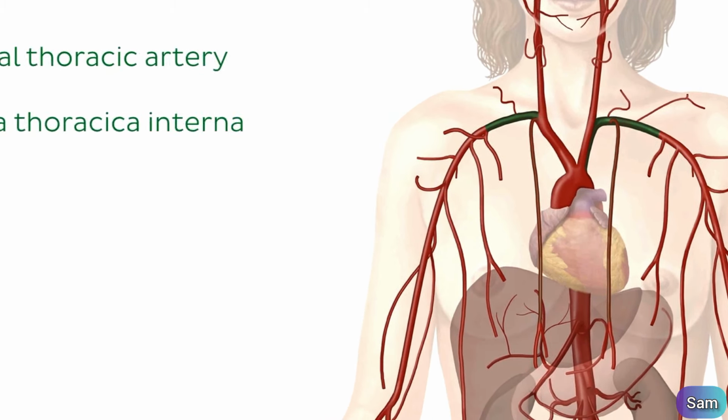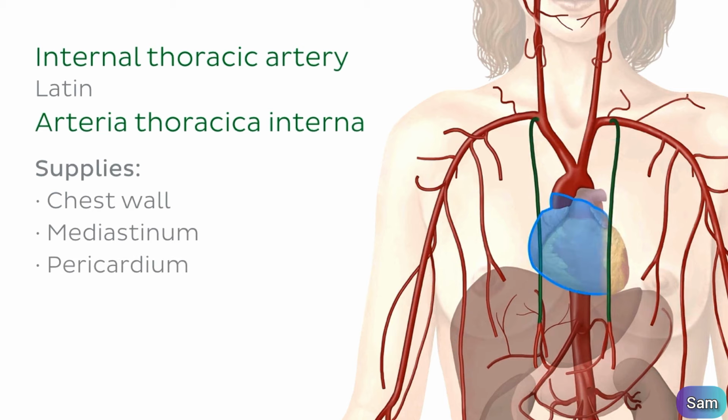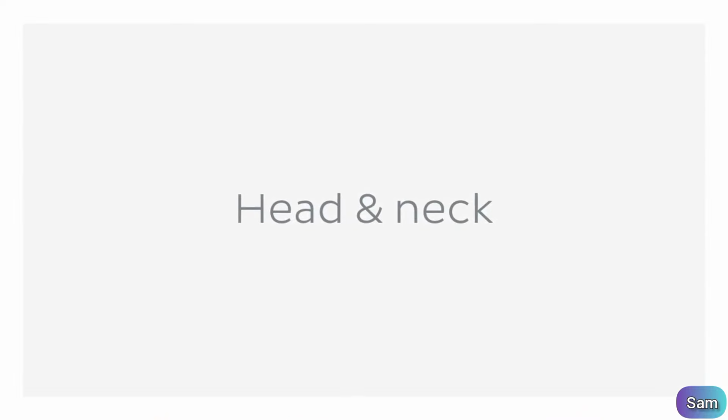Let's talk now about the internal thoracic artery. The internal thoracic artery is a branch of the subclavian artery and is also a paired artery. Both left and right internal thoracic arteries arise from the antero-inferior aspect of the subclavian artery and pass inferiorly and medially into the thorax, giving off both parietal and visceral branches to the chest wall, the mediastinum, the pericardium, the diaphragm, and the thymus. All right, that's it for the arteries of the thorax. Let's move on now and talk about the arteries that supply the head and neck.